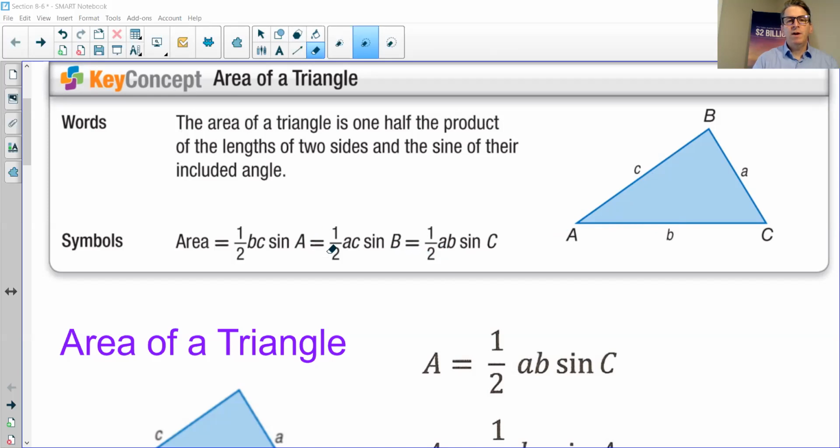Area could equal 1/2 times a times c times the sine of B, which is also equal to 1/2 times a times b times the sine of C. So the area of a triangle is 1/2 the product of the lengths of two sides and the sine of their included angle.